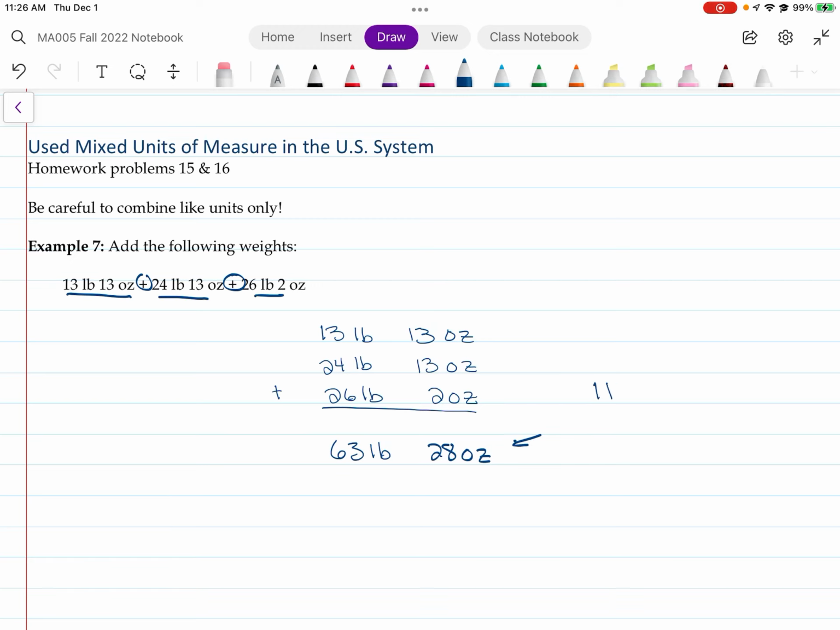But the problem here is that this is more than a pound. 1 pound is 16 ounces. So I need to pull a pound out of there. 2 pounds would be 32 ounces, right? So it's smaller than 2 pounds. So we're going to pull a pound out.